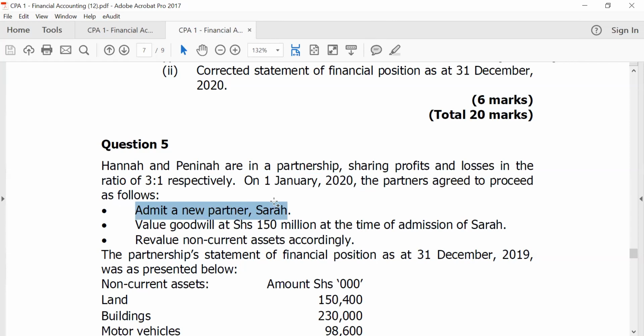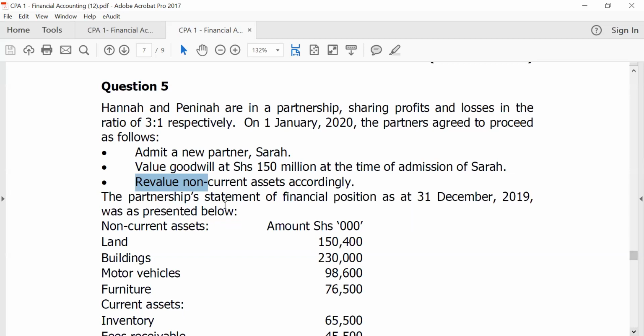Now, one of the things you need to take from here, like I've told you, is that revaluation comes in when a new partner comes on board, okay? So we have goodwill coming through, but we also have revaluation happening. They're telling us to value goodwill at 150 million at the time of admission of Sarah, and then we're supposed to revalue our non-current assets accordingly.